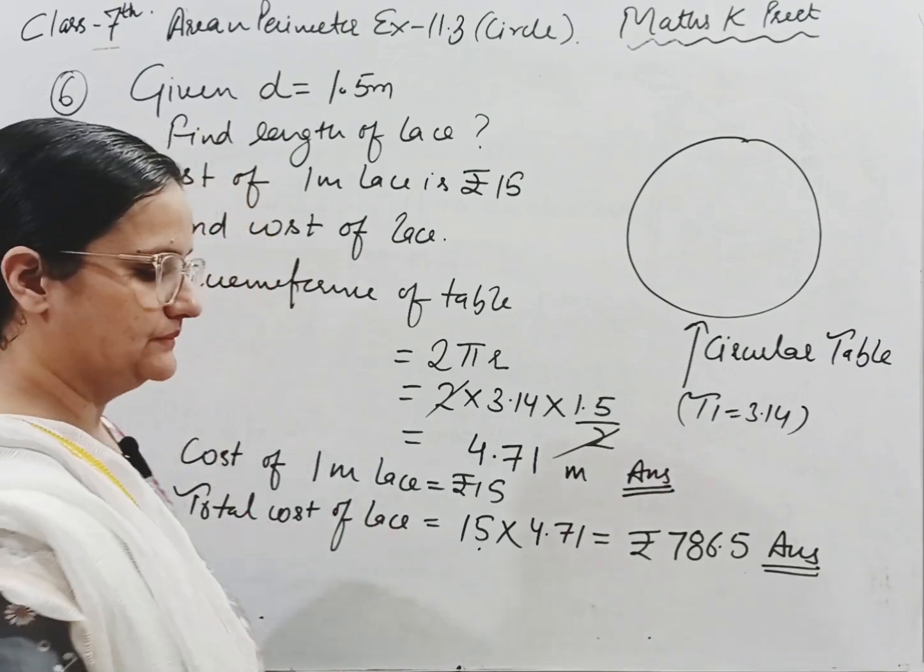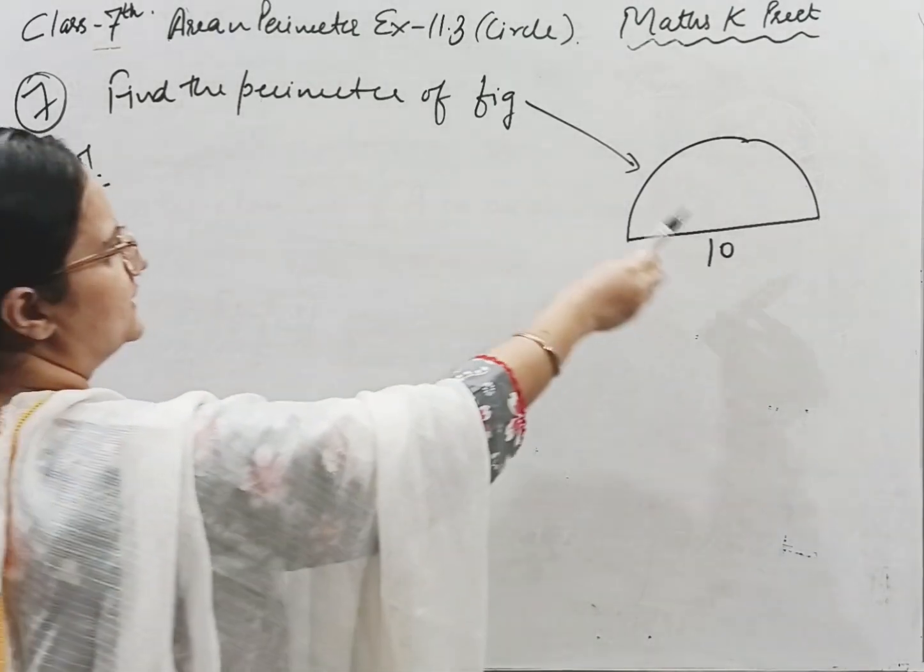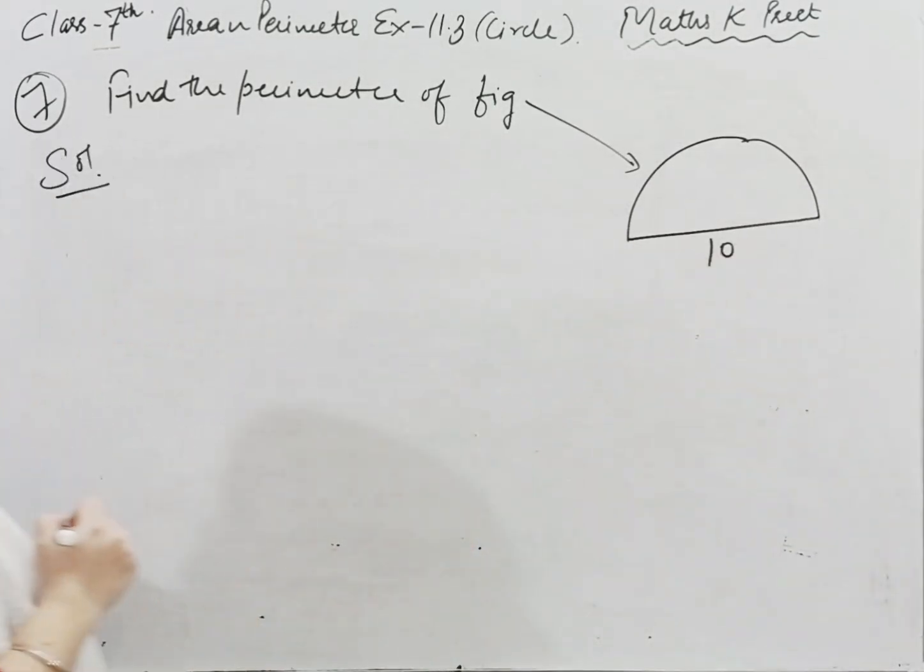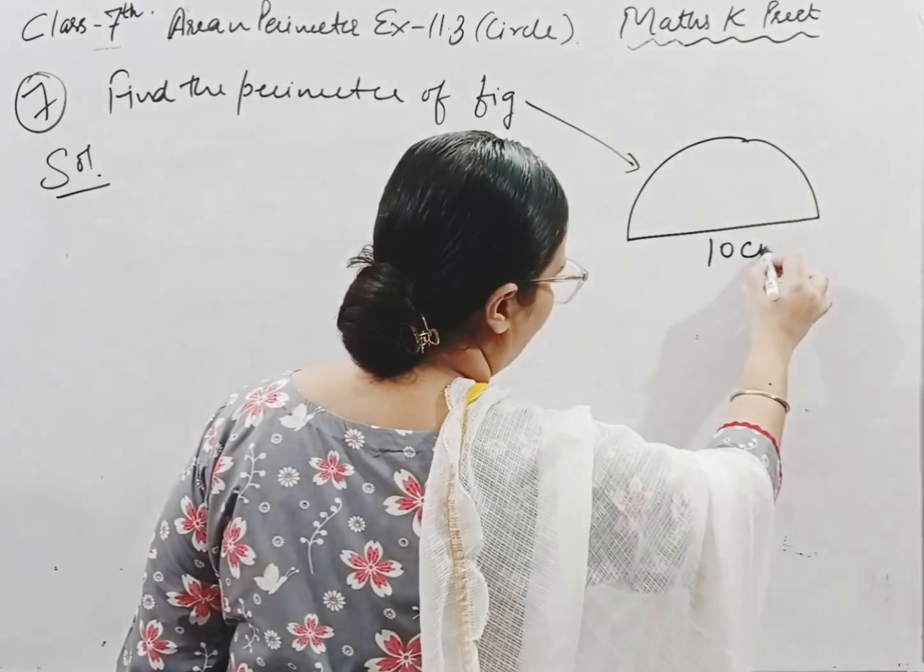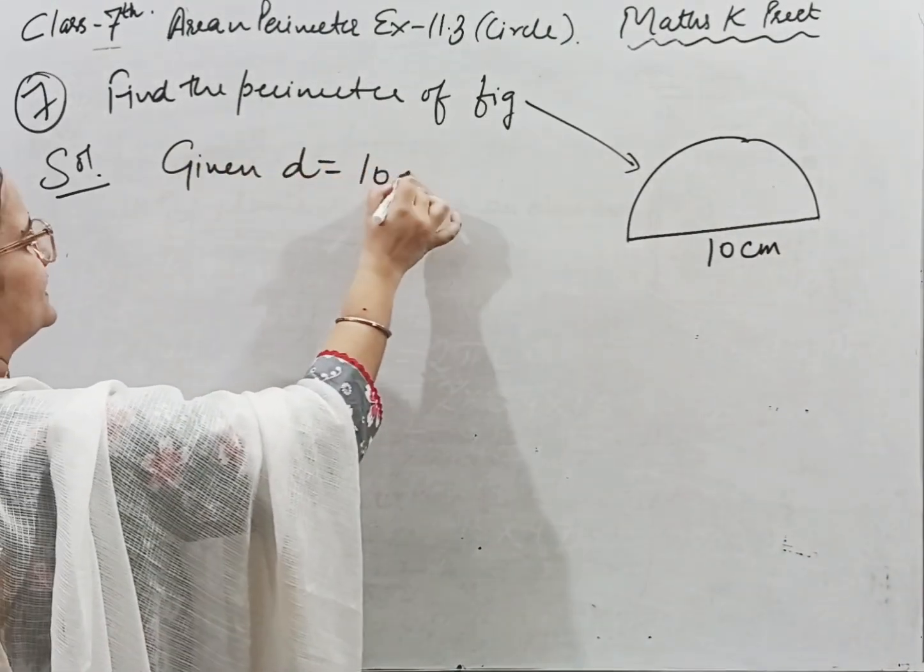Let's see question number 7. Question number 7 is asking us to find the perimeter of this adjoining figure. This figure is given to us. This is 10 centimeters. So given, we will write diameter d is equal to 10 centimeters.